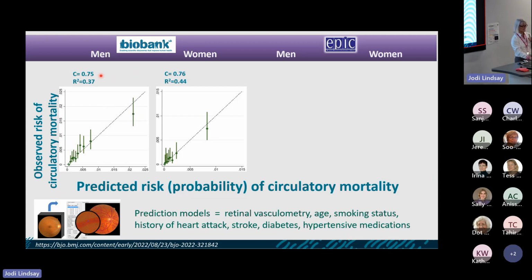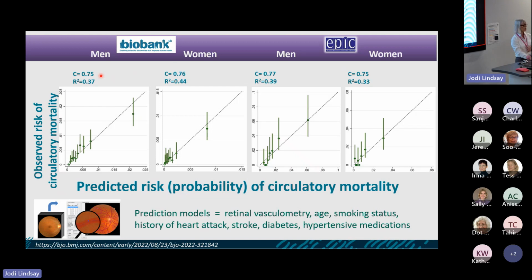If we then try and validate it in EPIC, an external cohort, who are a decade older and have a much higher risk of an event, the model actually performs quite well again in terms of what the C statistics are and how the observed and predicted risks aligned. It's just that the confidence intervals here are a little bit less precise because EPIC is not such a big cohort.